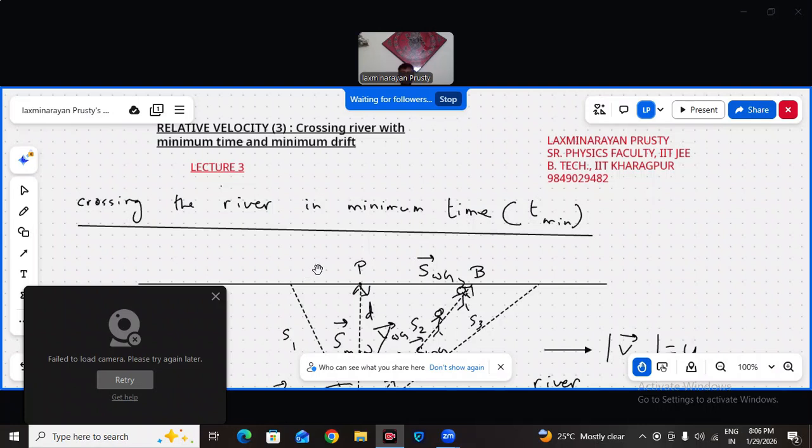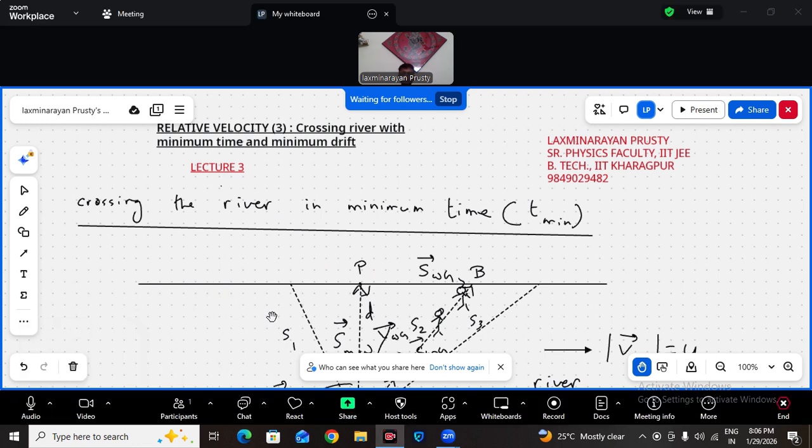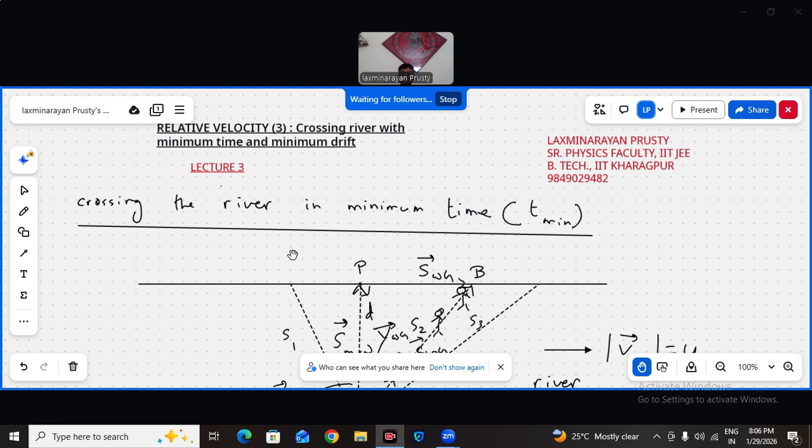Good evening, students. Pushis are back after a small break to discuss the relative velocity concept, and that is lecture number 3, crossing river with minimum time and minimum depth.